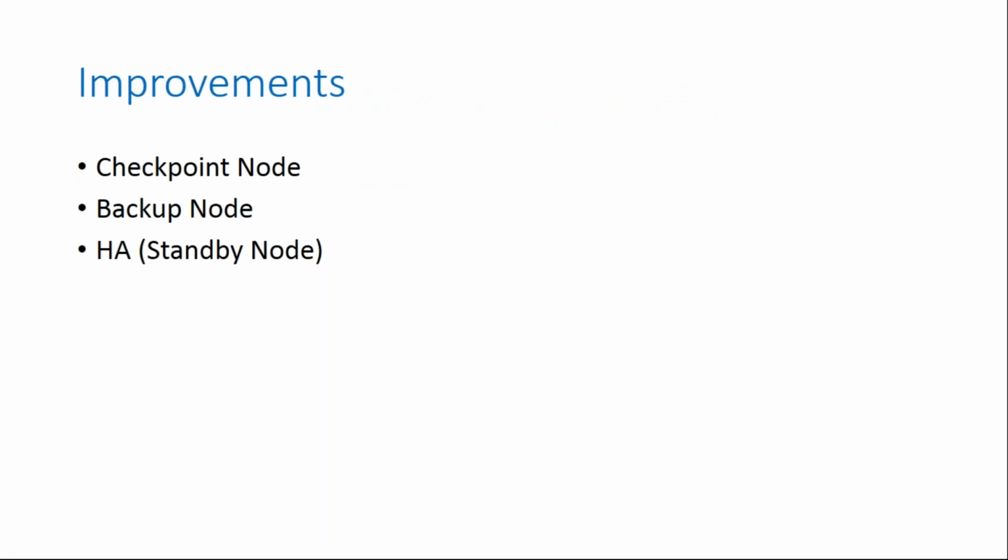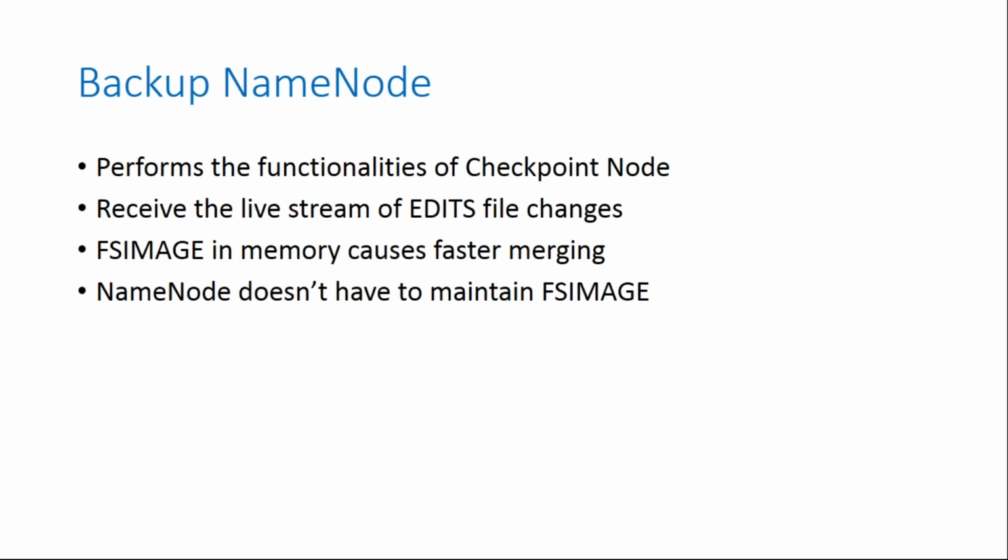So the Hadoop community came up with new ideas, which are the checkpoint node, then the backup node, and then the highly available configuration. The checkpoint node is more or less the same as the secondary name node, but only the name changed so that there won't be any confusion. It wouldn't give anyone the impression that it is an automatic recovery or failover.